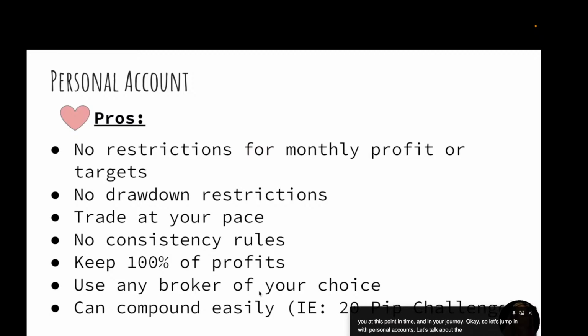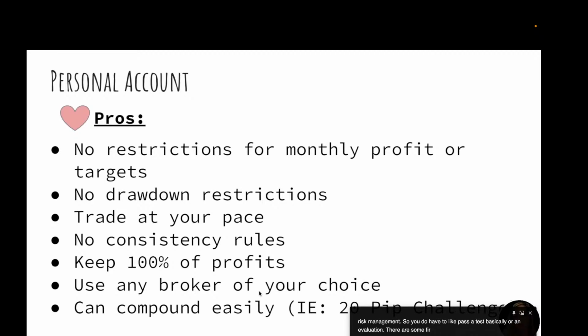Let's talk about the pros that come along with trading your own personal account, meaning you're going to deposit your own personal money, your own personal capital, into your broker's account, and you're going to trade with that money. So the pros of this are that there's no restrictions for monthly profits or targets. When you're trading with prop firms, there are evaluations that usually come with them, or some sort of proof that you're a good enough trader to be consistent, profitable, and also have good risk management. So you do have to pass a test basically, or an evaluation.